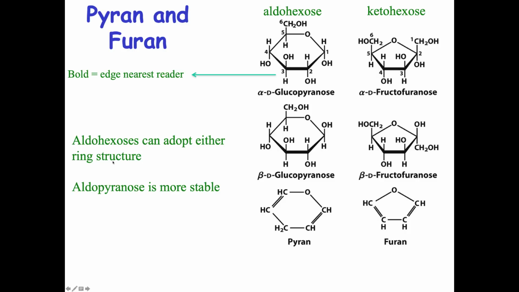Aldohexoses can adopt either ring structure. They can be pyranoses or furanoses, but in general, aldopyranoses are more stable. The other thing to point out is that C1 is the anomeric carbon for aldopyranose, and so we see here, this is the anomeric carbon. And for furanoses, C2 is the anomeric carbon. So this is what is going to determine your alpha or beta positions.